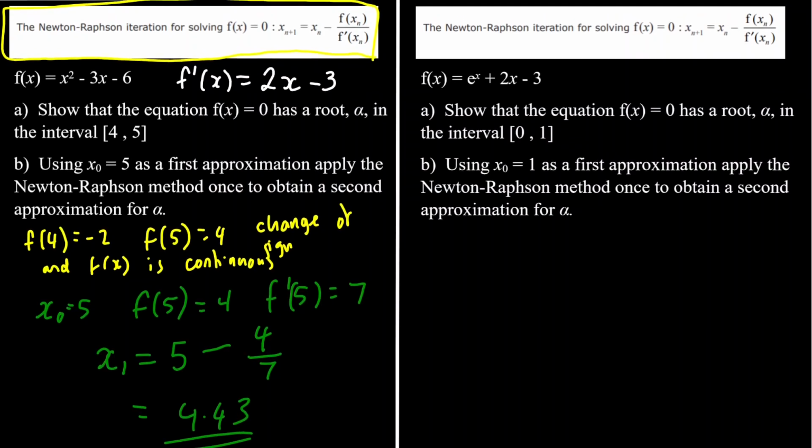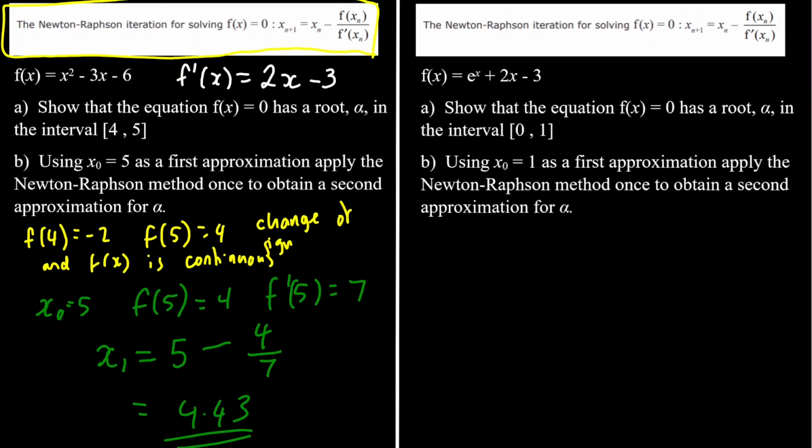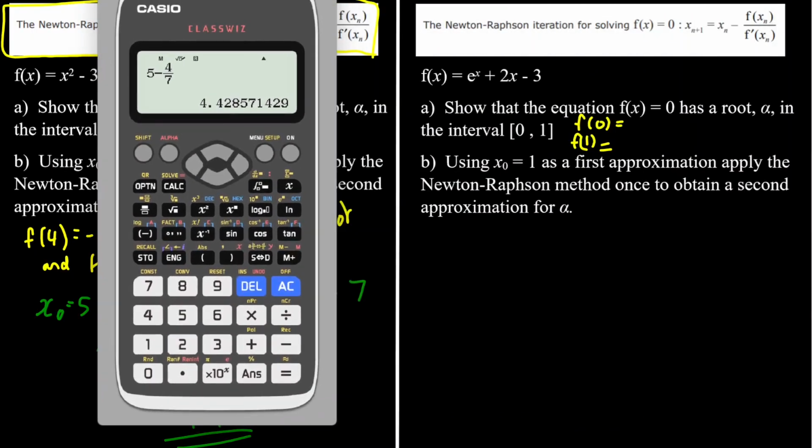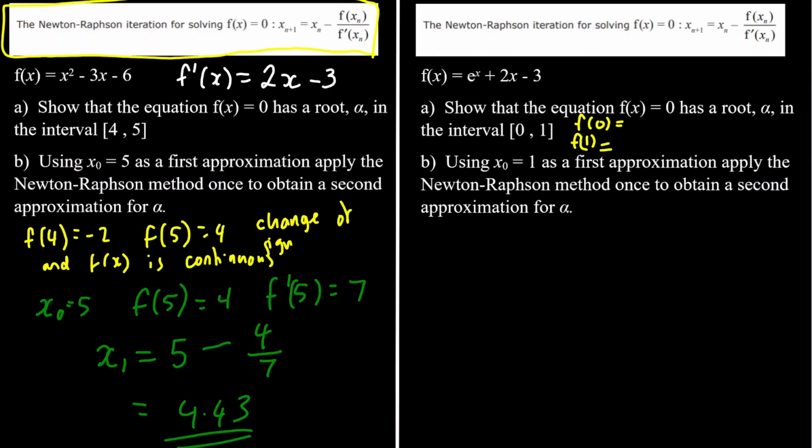Okay, one for you to try. See if you can give it a go. So firstly, show that the equation f of x equals 0 has a root in the interval 0 to 1. So we're going to do f of 0 and f of 1. So we've got e to the power of 0 plus 2 zeros, take away 3, which is negative 2.